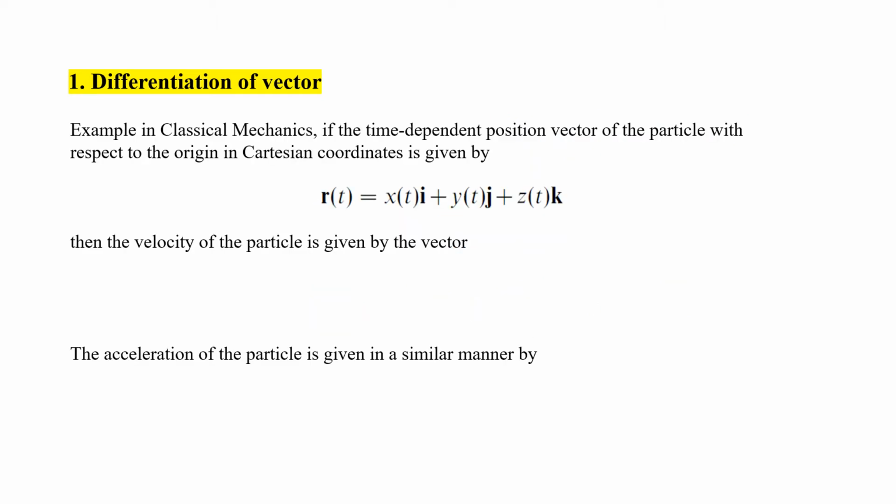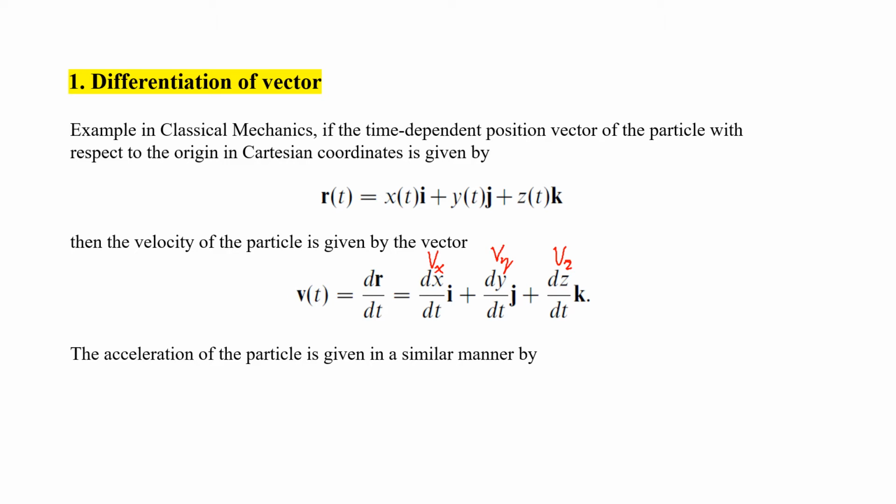For example, in classical mechanics, if the time-dependent position vector of the particle with respect to the origin in Cartesian coordinates is given by r(t) = x(t) i + y(t) j + z(t) k, then the velocity of the particle is given by the derivative of this function, that is v(t) = dr/dt, which equals dx/dt i plus dy/dt j plus dz/dt k. Here dx/dt is vx, the x component of your velocity, then this is vy, the y component, and then this is vz, the z component.